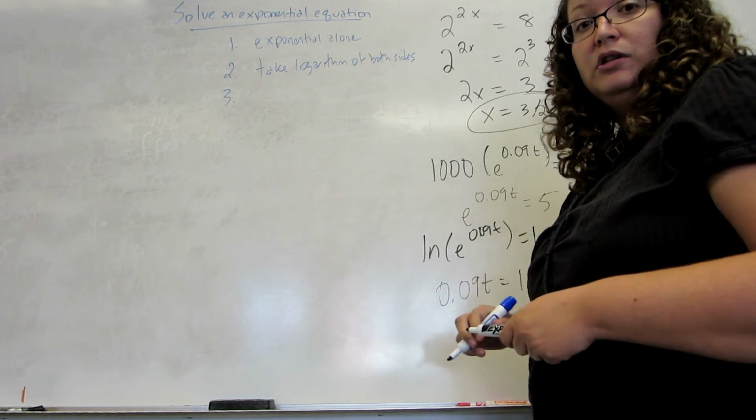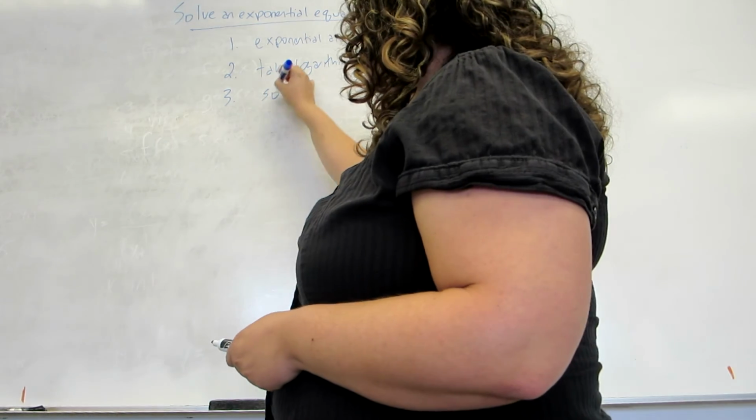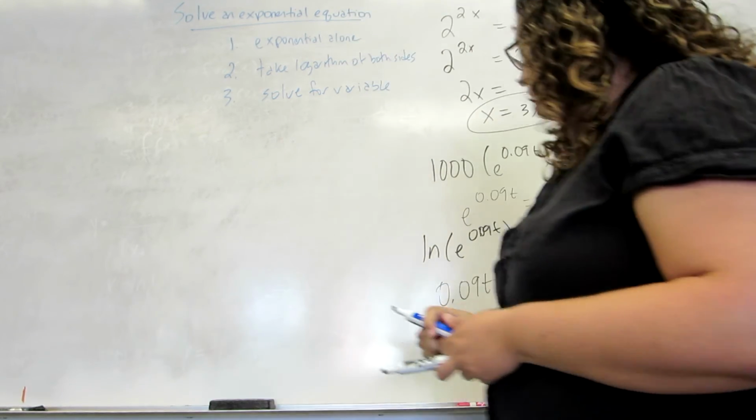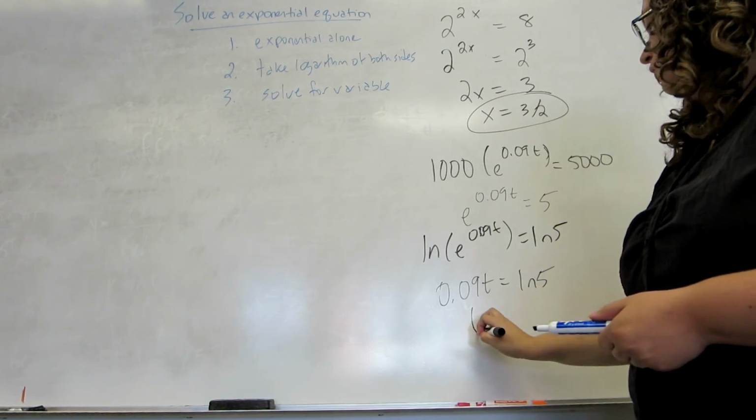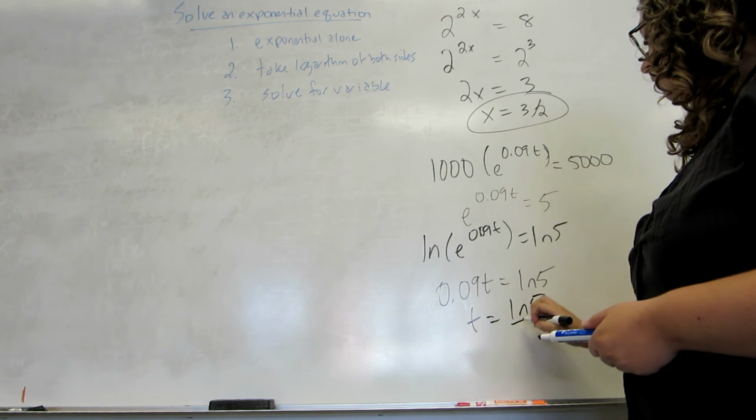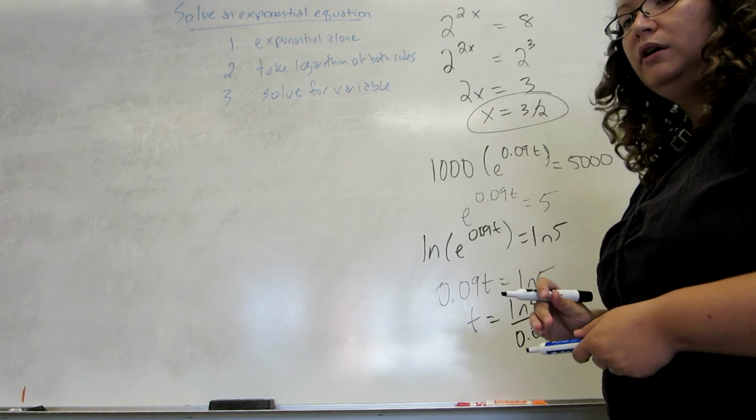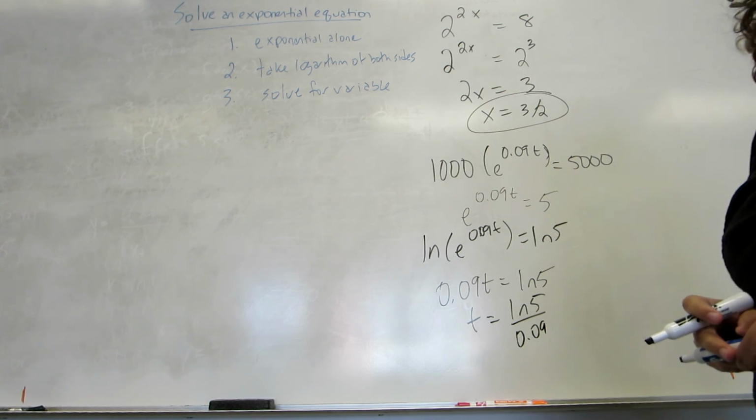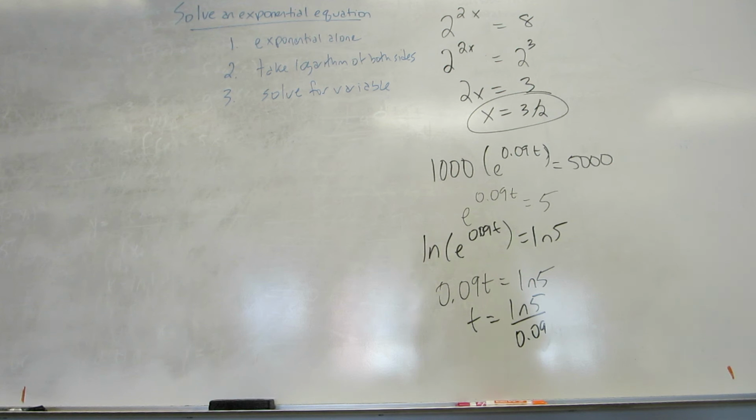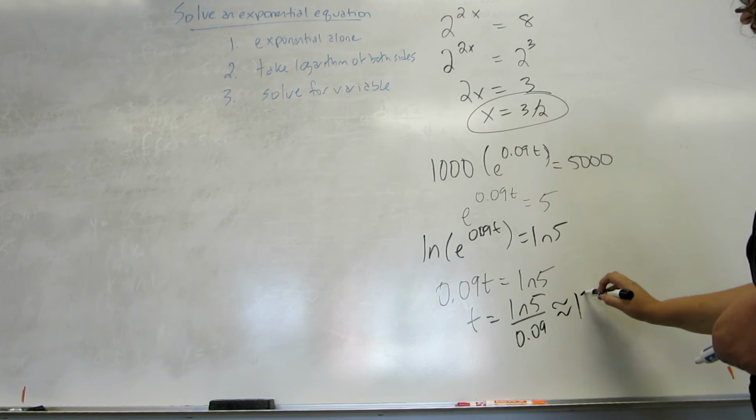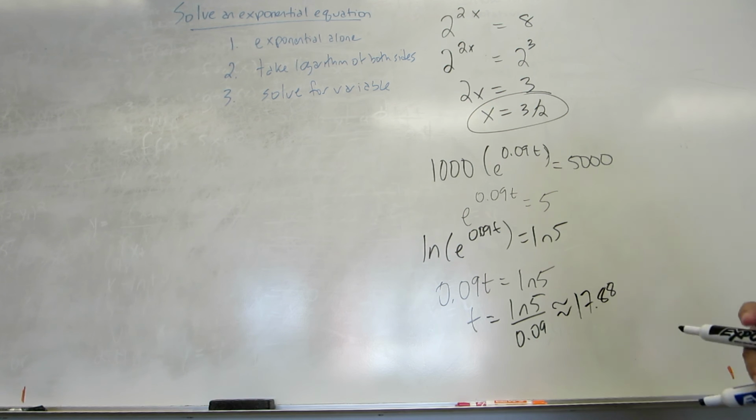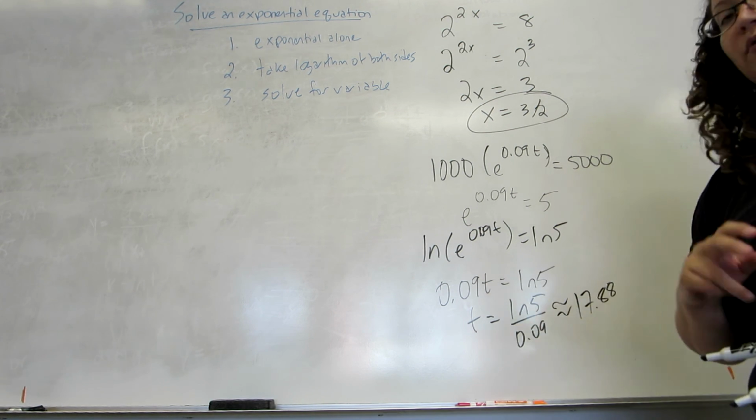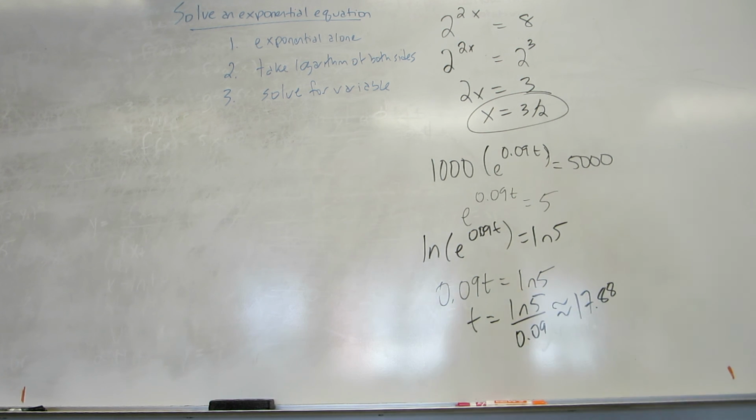The last step to solve any exponential is then to do whatever you need to do to solve for the variable. So in this case, we want to solve for t. So I'm going to divide by the 0.09. Now that is a perfectly acceptable answer here, but if you want to know a little bit better, it actually is approximately 17.88. Because in application problems, we usually want a decimal value as opposed to a more exact value that we don't understand as well.